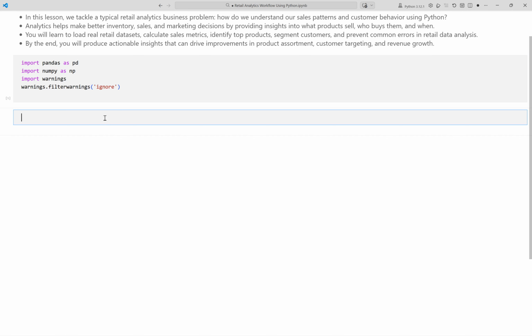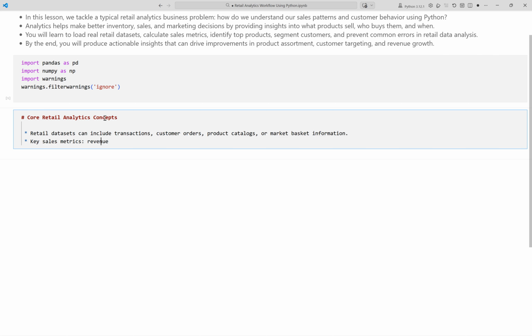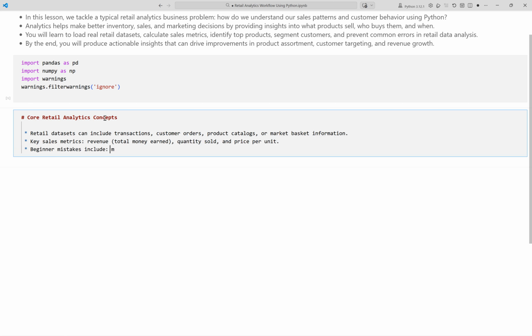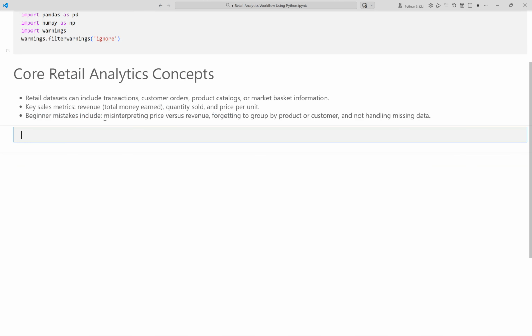Core retail analytics concepts. Retail datasets can include transactions, customer orders, product catalogs, or market basket information. Key sales metrics: revenue, total money earned, quantity sold, and price per unit. Beginner mistakes include misinterpreting price versus revenue, forgetting to group by product or customer, and not handling missing data. Running the cell now.